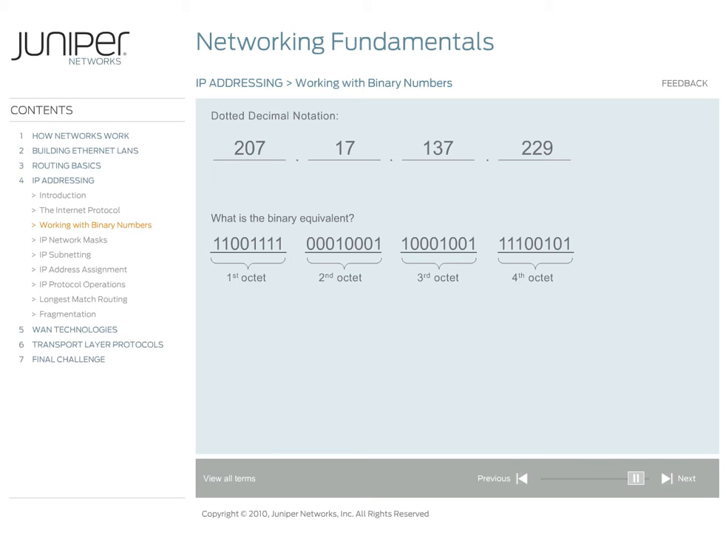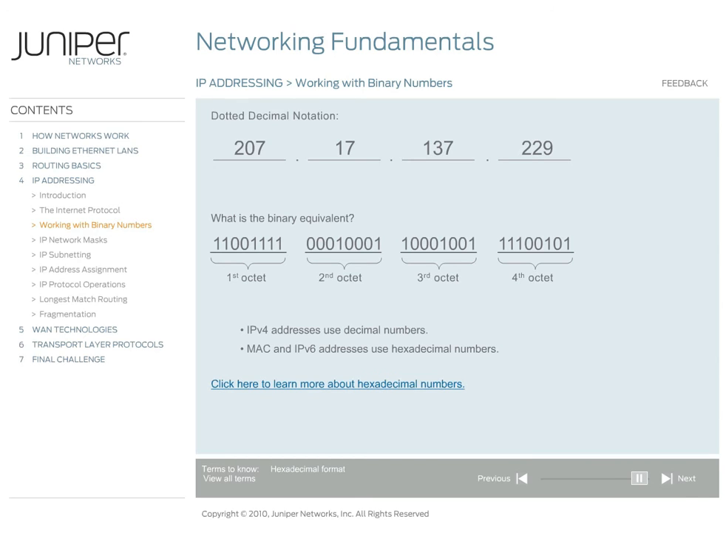Here is the full dotted decimal IP address converted into its binary equivalent. We just learned how to convert a binary number into its decimal equivalent and a decimal number into its binary equivalent using IPv4 addresses. Earlier, we mentioned the hexadecimal number system, which MAC and IPv6 addresses both use. Click the link on screen if you'd like to learn more about hexadecimal numbers. When you're ready to move on, click Continue.